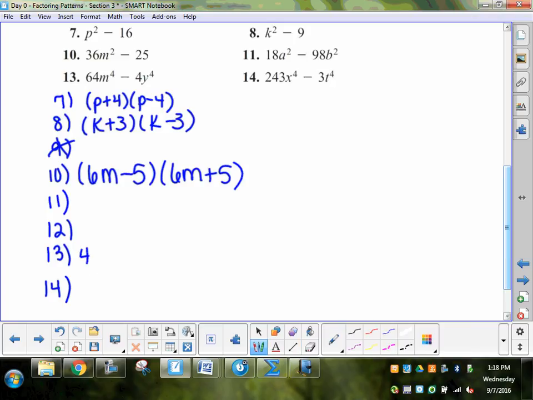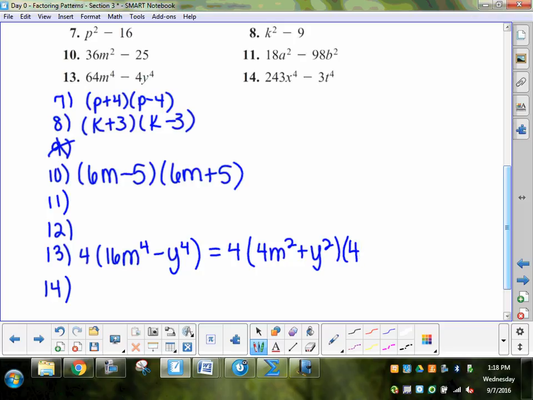Hang on, do this in steps. What did you take out first? You took out a GCF of 4, and what was left? 16m to the 4th minus y to the 4th, right? And then what did you do from there? And were you done? I get to hear I'm not done yet. We did 2 steps. You can actually go 3.